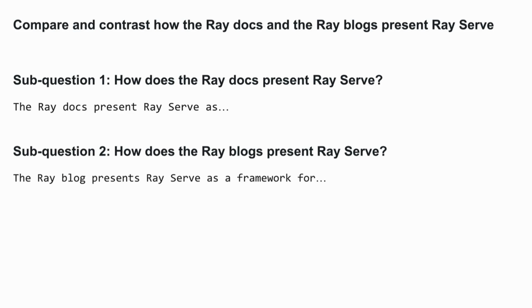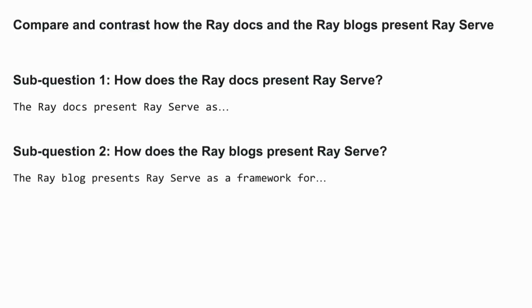After we ask these sub-questions over these different collections of documents, we can get back some initial answers. The Ray docs present Ray Serve as, and then you get an answer. And also the Ray blog presents Ray Serve as a framework for it, and then you get back an answer from the Ray blogs. After you get back the sub-answers to these sub-questions over these different data sources, you can now synthesize this into a final response to present to the user that actually answers the original question.